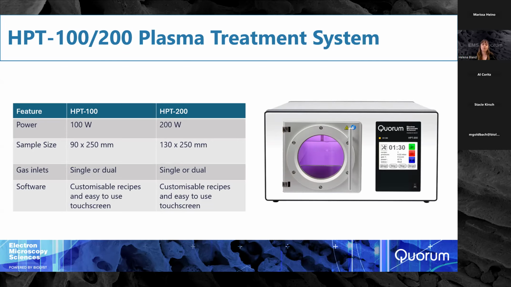Both of these are available with either single or dual gas inlets. So if you are wanting to combine, say, argon and oxygen to fine tune your plasma treatment, then you can get a dual inlet system to be able to do that. Both of the systems have this easy-to-use touchscreen, which can be used to make customizable recipes. So that's up to 4 recipes where you can change the time, the power, the gas flow, and which gases you're going to be using in the system.